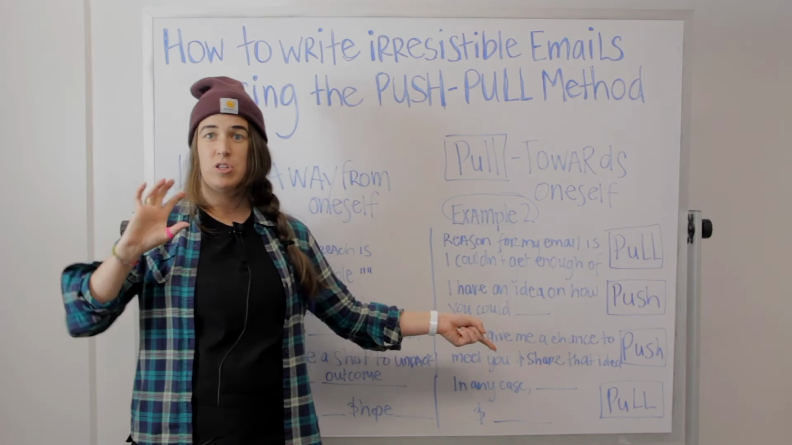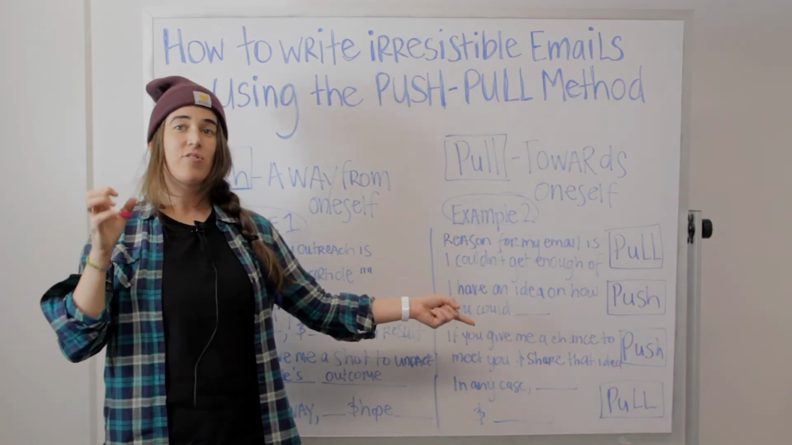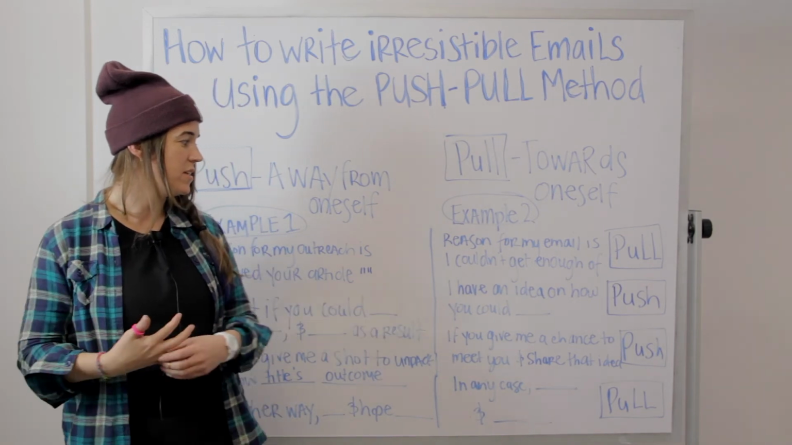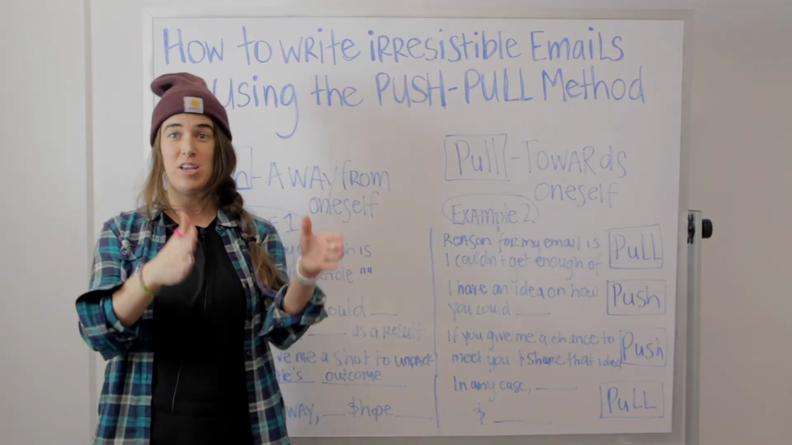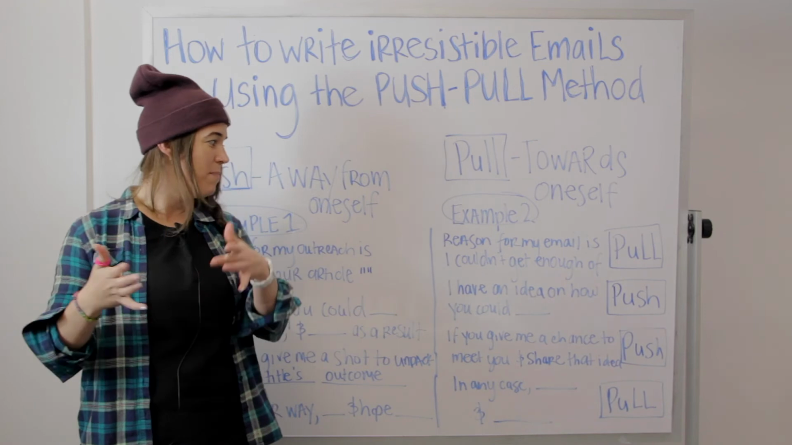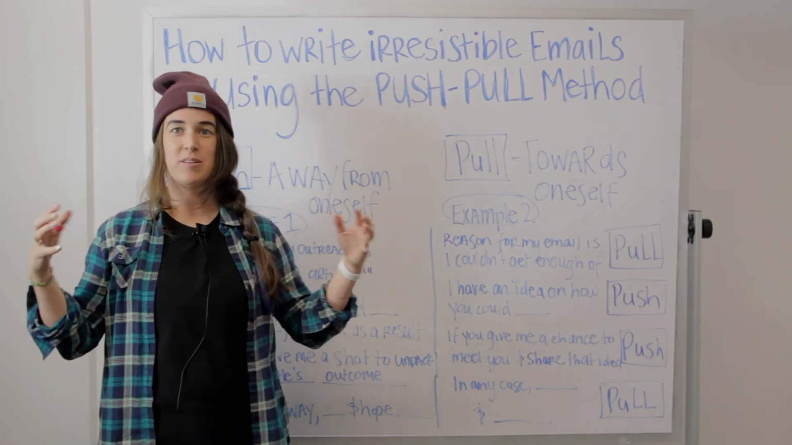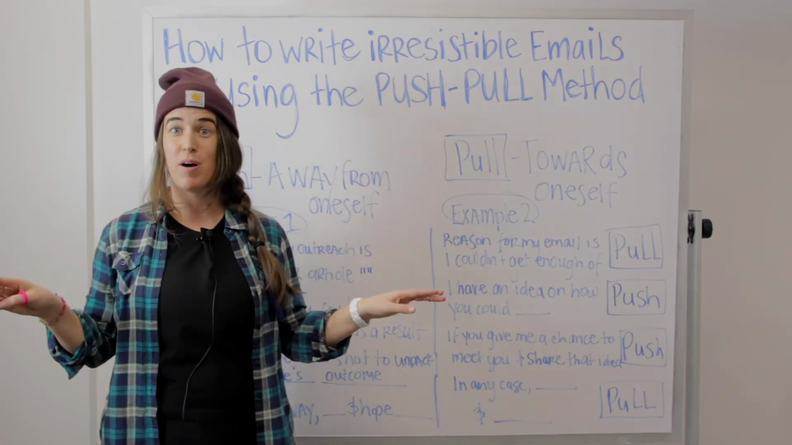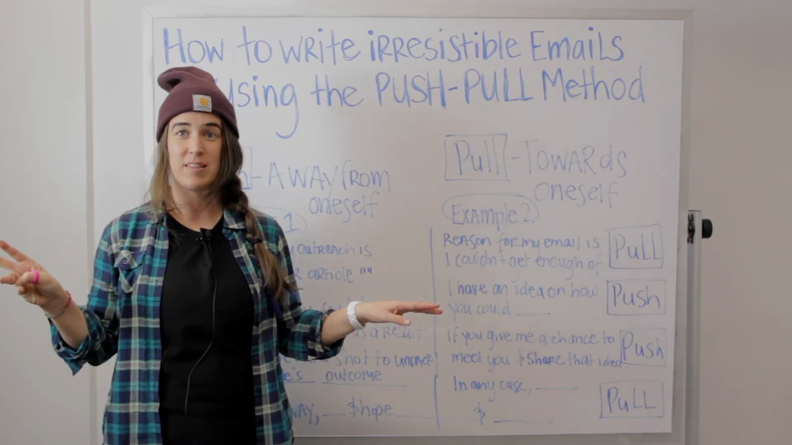Third line, you're going to go into another push technique where you're going to ask for what you want. So again, this is the CTA line. I usually say something like, if you give me a chance to meet you and unpack that idea, I promise that we can split our ways. I promise I won't jam your inbox with follow-up if you don't think that it's a fit.